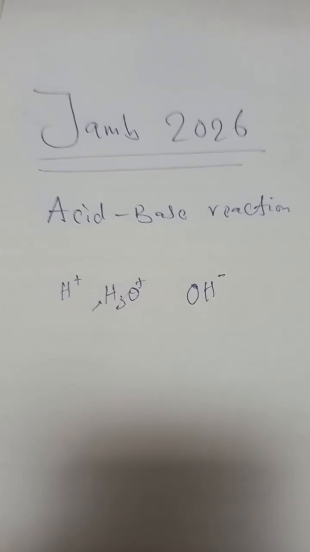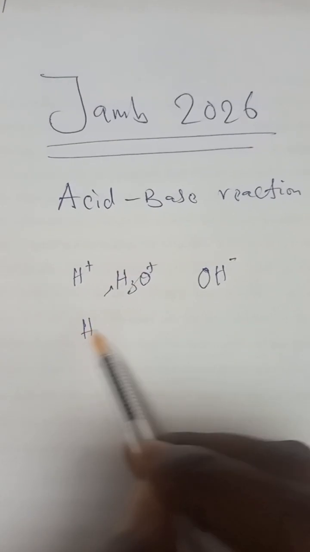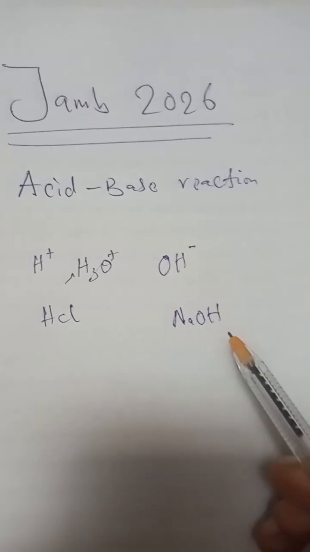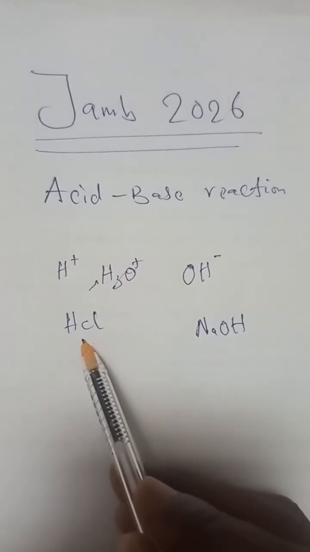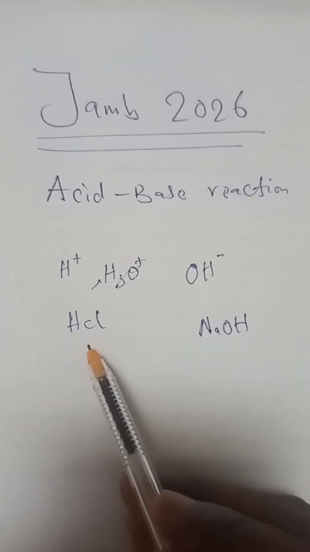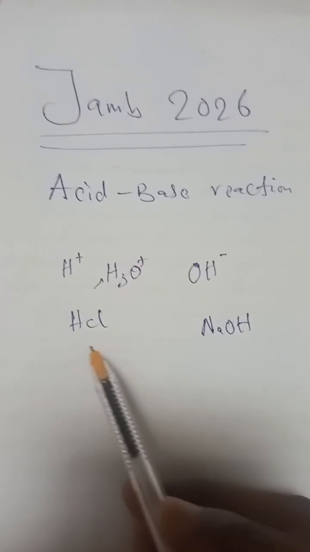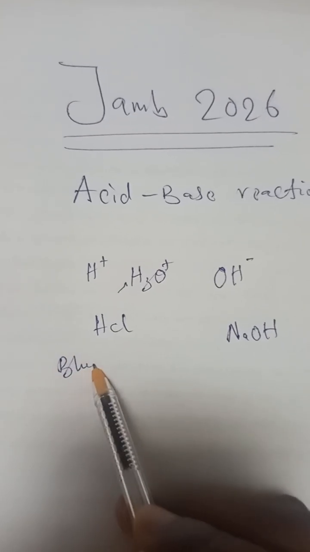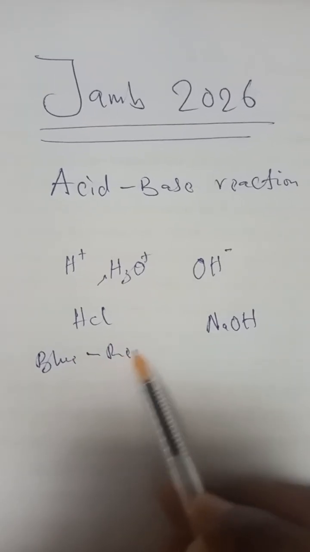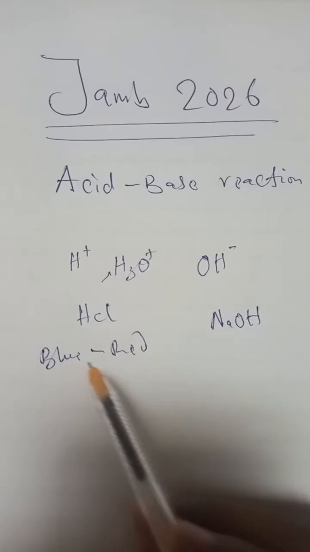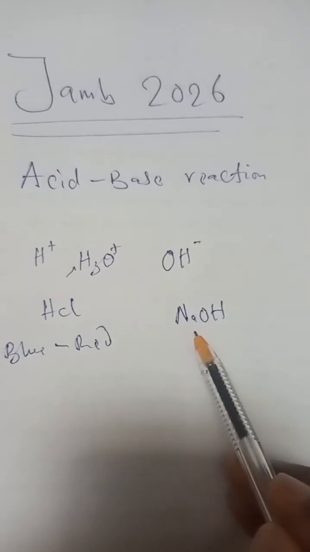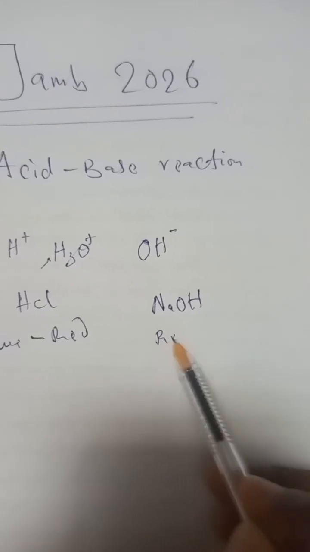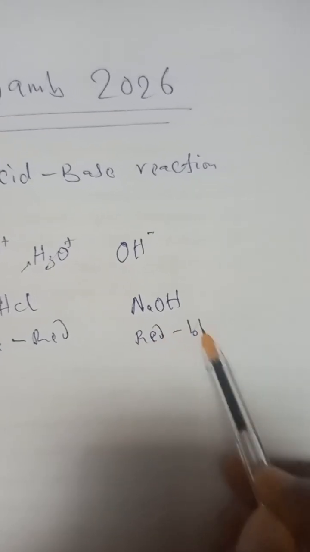Are we together now? So an example of an acid, we can have HCl. An example of a base, we can have sodium hydroxide. Now this particular acid is sour in taste, in case you are asked to differentiate between acid and base. So acid is sour in taste, and it turns blue litmus paper to red. Acid turns blue litmus paper to red, while a base is bitter in taste and turns red litmus paper to blue.